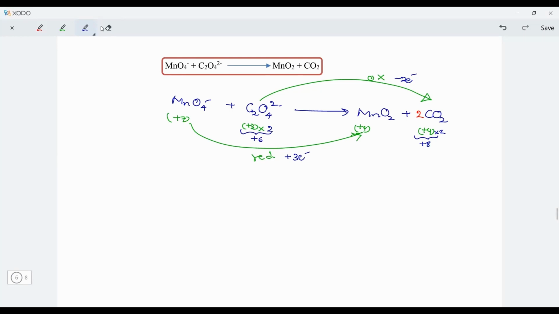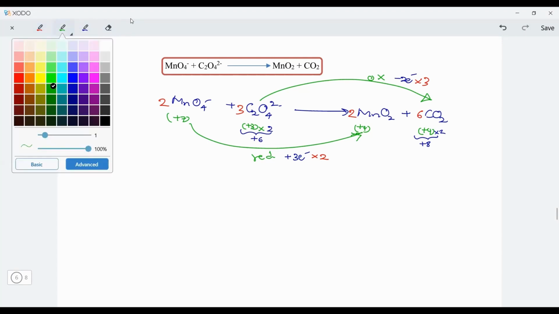Okay, then you need to multiply the two sides separately, right? You need to multiply this one by 3, this one by 2. So then 2, 2, 3, and then here I need to erase this number, because I need to multiply this one by 3. So then it will become 6. 2 into 3, 6. You have to follow the usual steps.